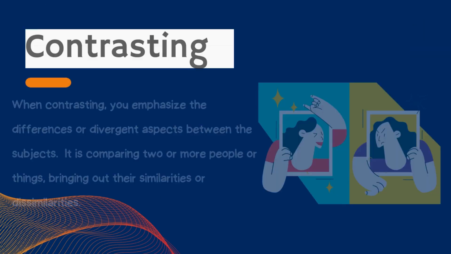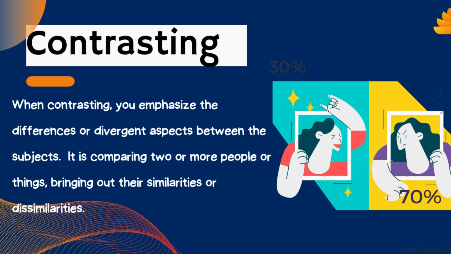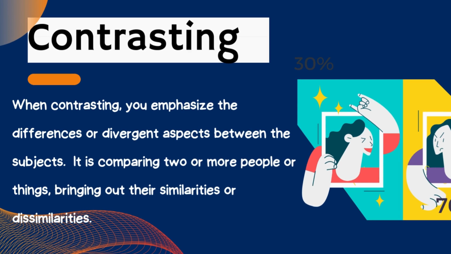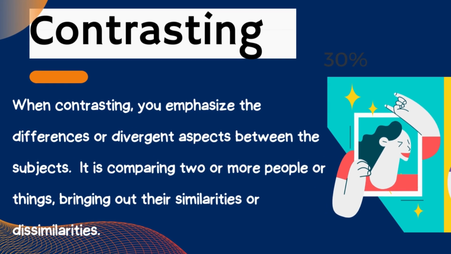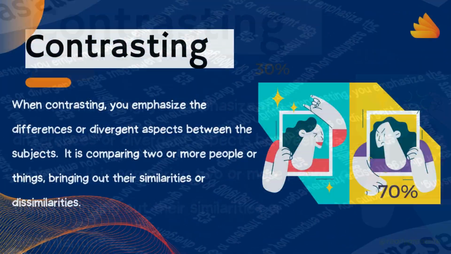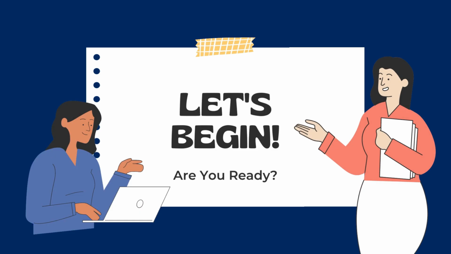While when you're contrasting, the emphasis is on the differences. When you're contrasting, the emphasis or the goal is to bring out the differences or divergent aspects between the subjects or among the subjects that you're contrasting. So you want to look at differences specifically when it comes to contrasting. So having explored that, I think it's high time we began the lesson for today. So let's get ready for that.